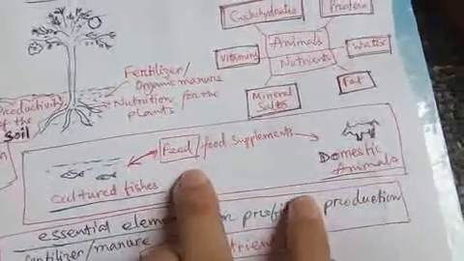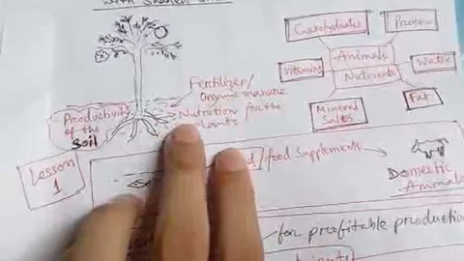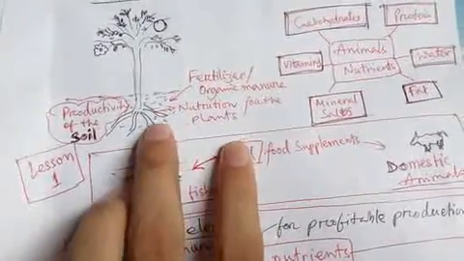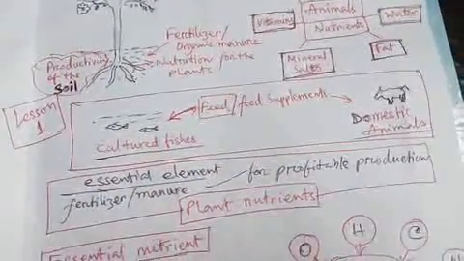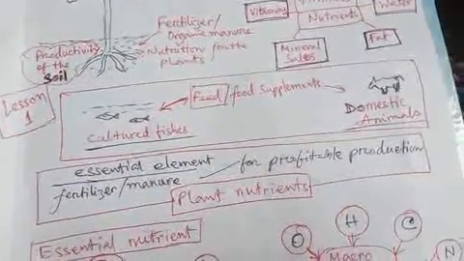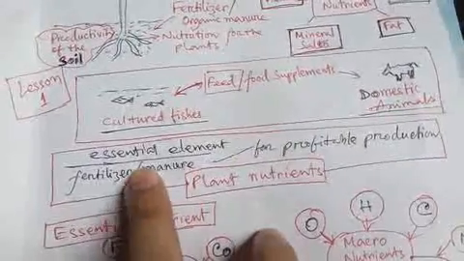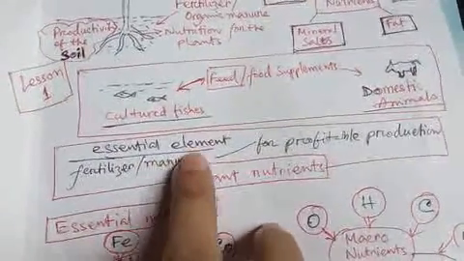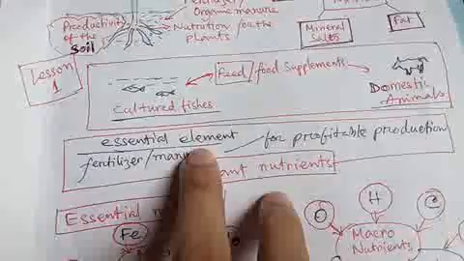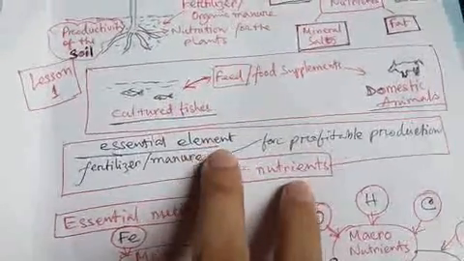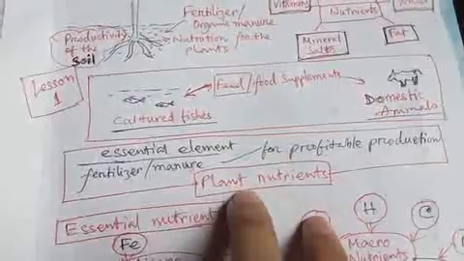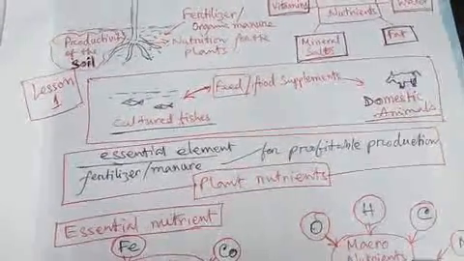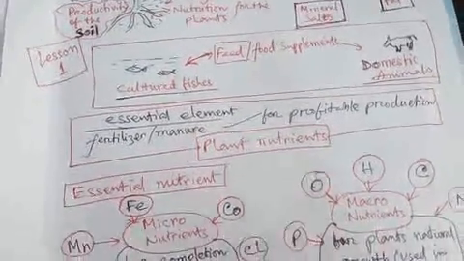Okay, enriching soil with organic manure improves the productivity of soil. Okay, let's start lesson 1, that is elements of plant nutrition. The essential elements supplied as manure or fertilizer to satisfy needs for profitable production of crops are called plant nutrients. The deficiency symptoms of the nutrients cannot be fulfilled by one another.